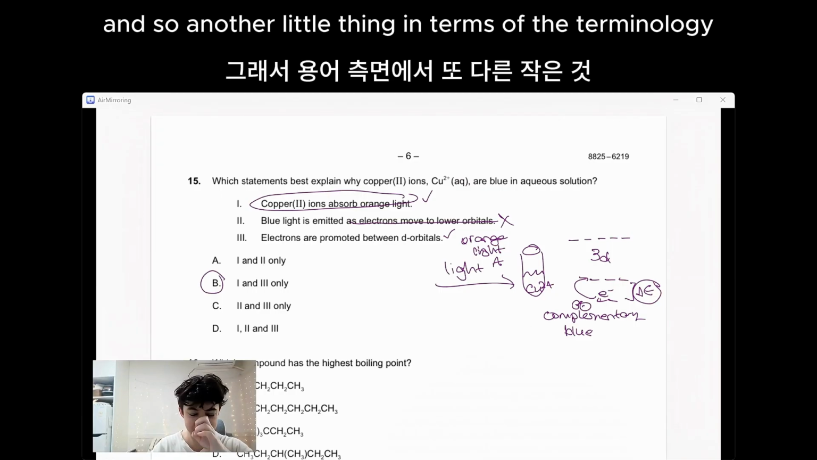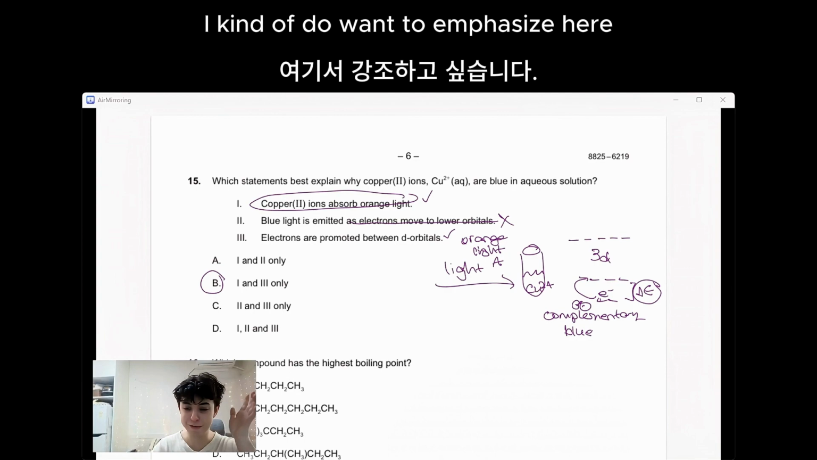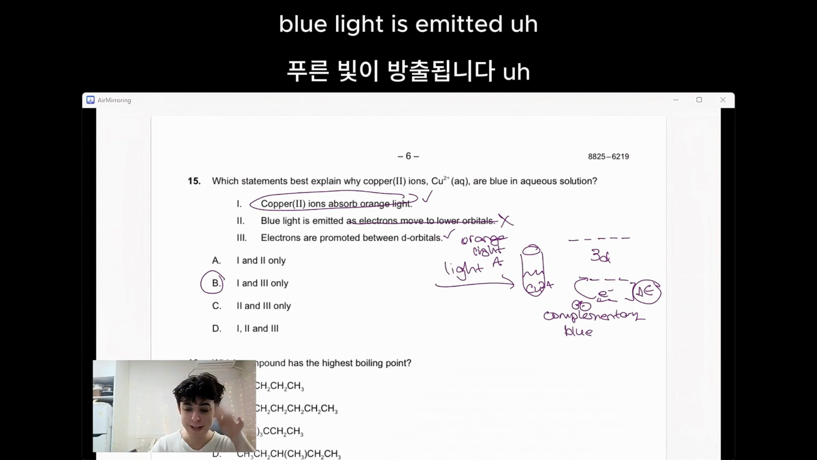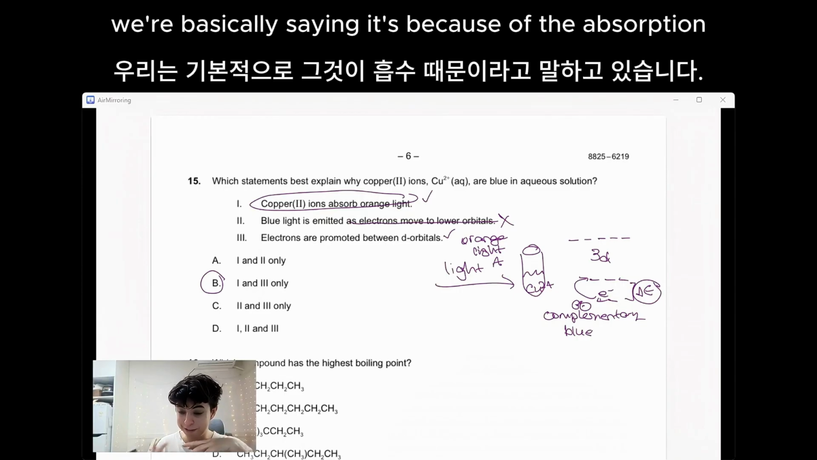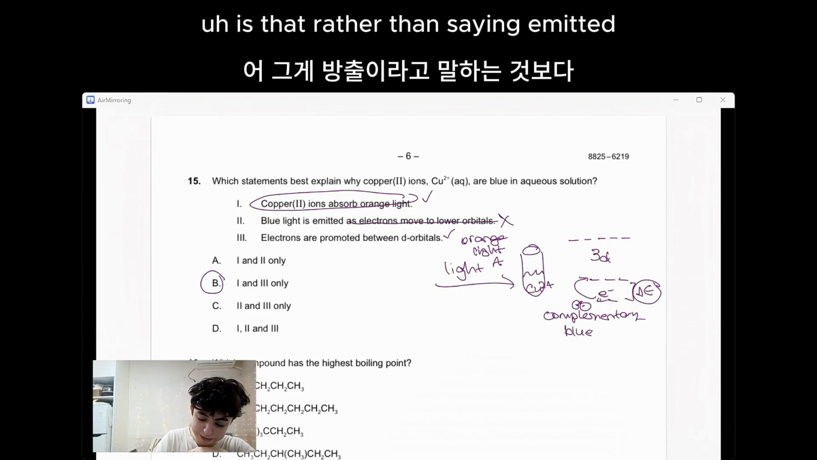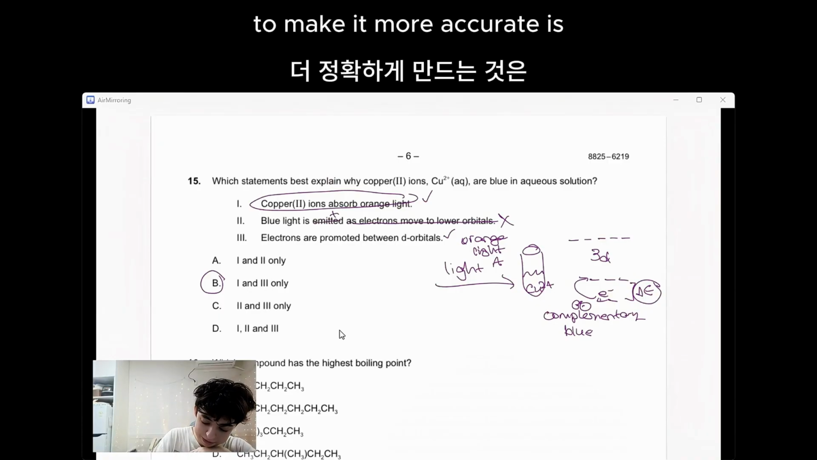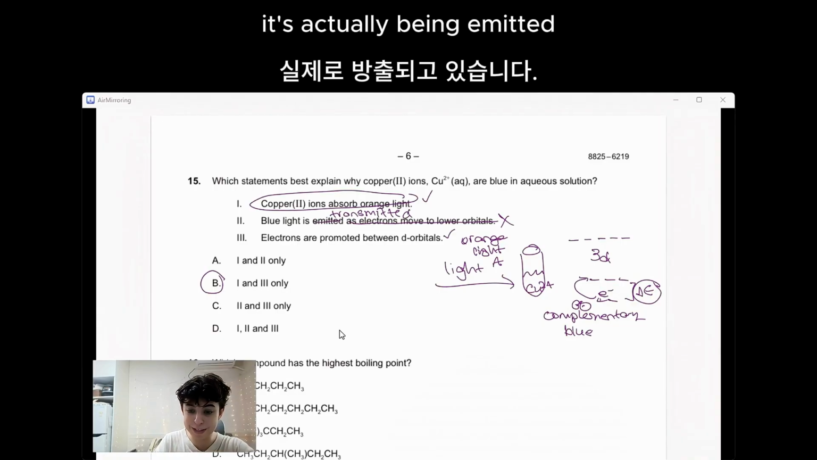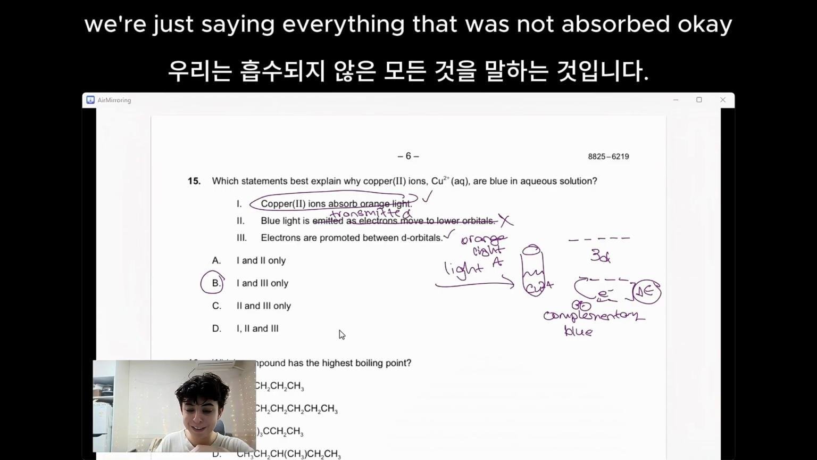And so another little thing in terms of the terminology I do want to emphasize here is that whenever we say blue light is emitted, it actually would be more accurate to say transmitted. We're basically saying it's because of the absorption, so rather than saying emitted, to make it more accurate, we can say transmitted. So it's not really that it's actually being emitted. It's more like we're just saying everything that was not absorbed. Okay, 2 different things.